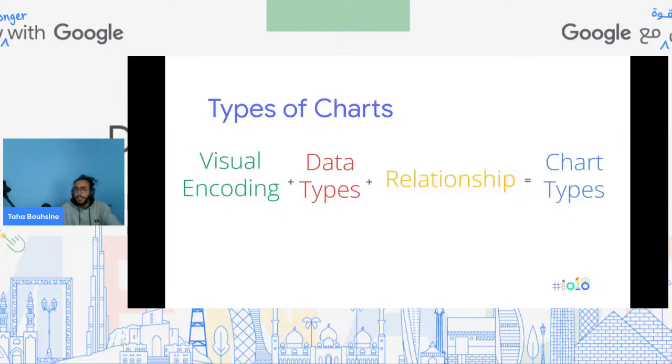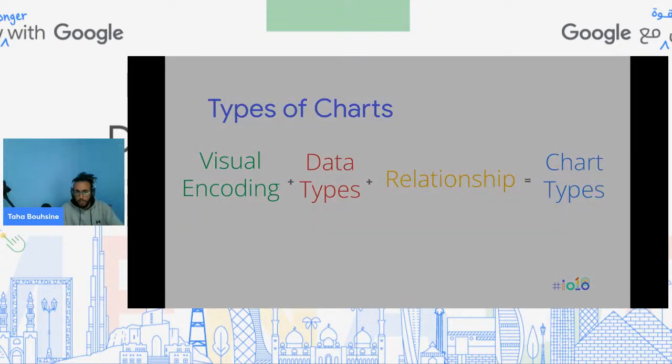Then you look at what type of data you have. Is it categorical data? Is it continuous data? Or is it a time series? And what relationship are you trying to find? Are you trying to find the correlation? Or are you perhaps trying to find the entropy of your distribution, or the distribution of your variable? Or you are just trying to compare the different distributions across multiple categories? And sum up everything, and you will get the type of chart to use.